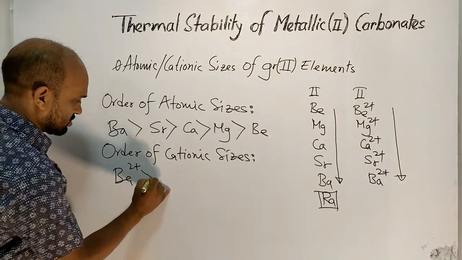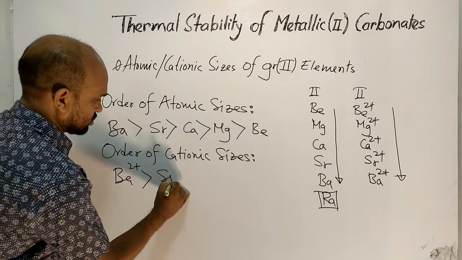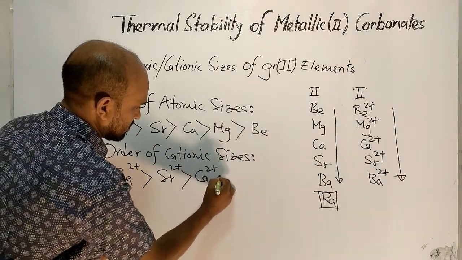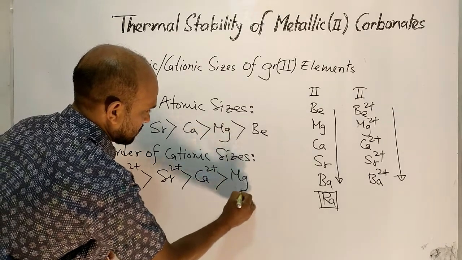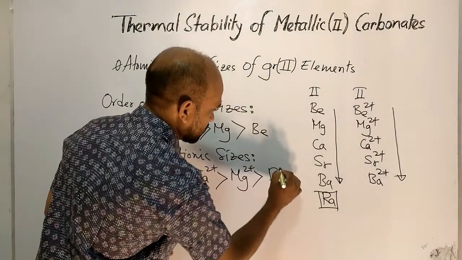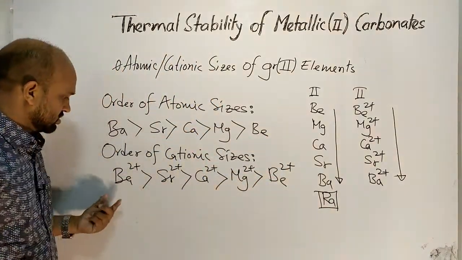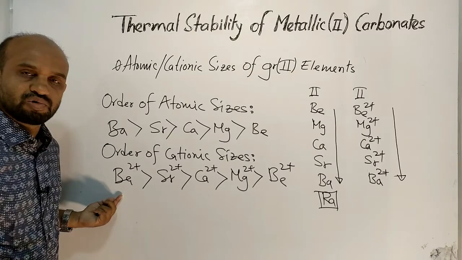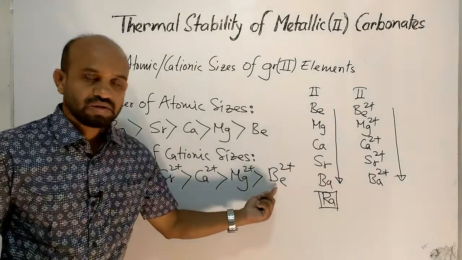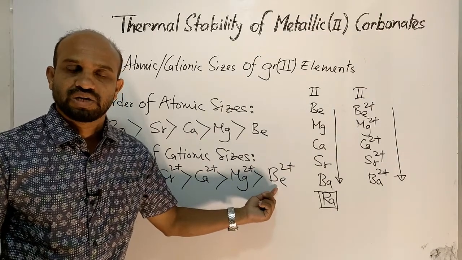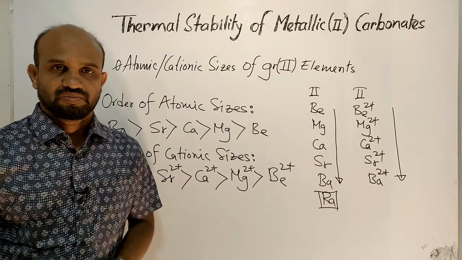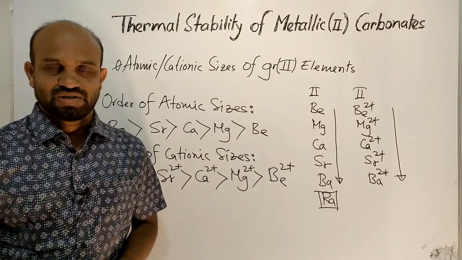Barium 2+, strontium 2+, calcium 2+, magnesium 2+, and finally beryllium 2+. That means barium 2+ cation, its size is the most, and the size of beryllium 2+ is the least in this series. Let's see the next point.